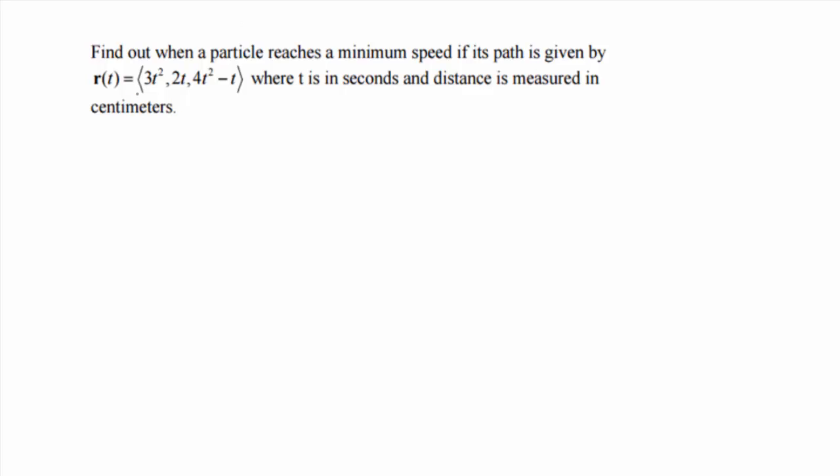So in this problem, we want to find out when a particle reaches its minimum speed, if its path is given by r of t equals 3t squared for the first component, 2t for the second, and 4t squared minus t for the third, where t is in seconds and the distance is measured in centimeters. So, right away, speed, what are you thinking about? Magnitude of v of t, right? So find that, and then we'll talk about the rest. So what do you got to find first?